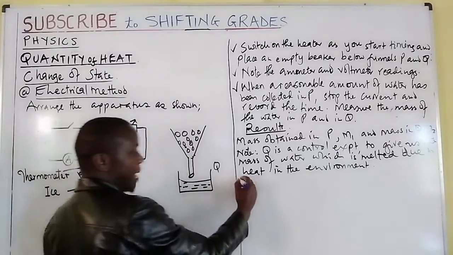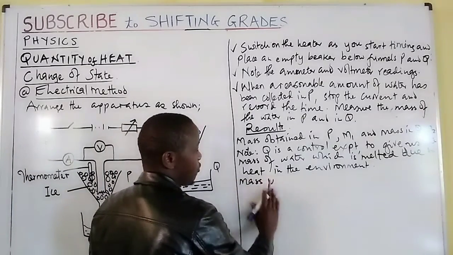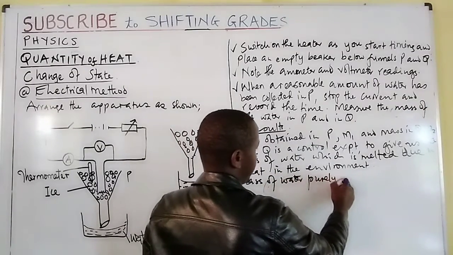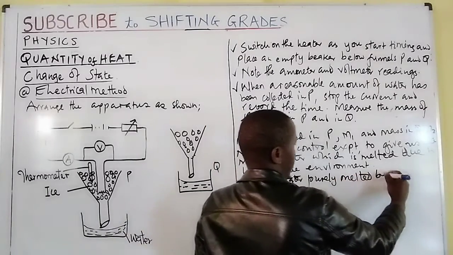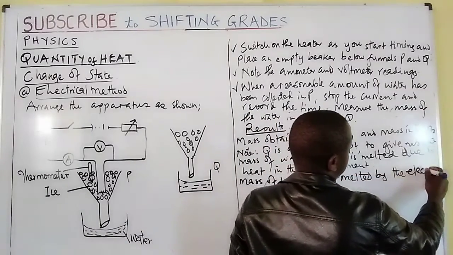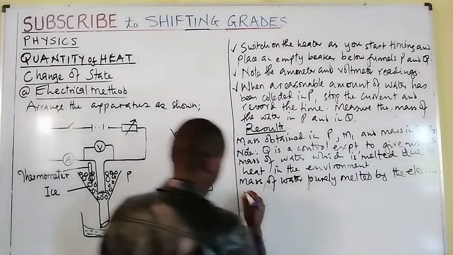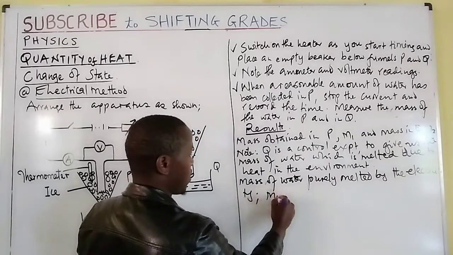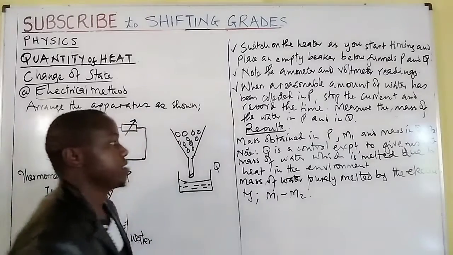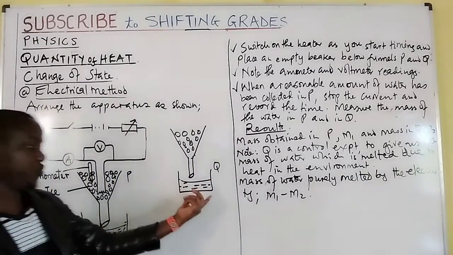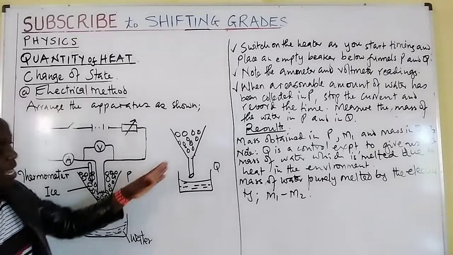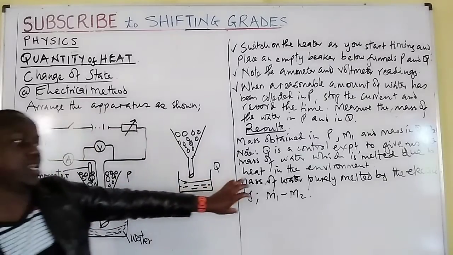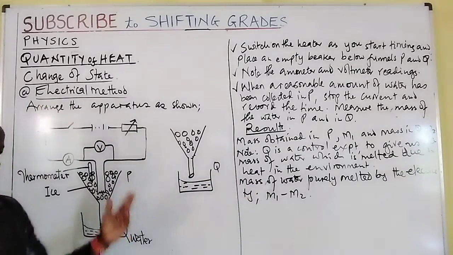So now we may say the mass of water purely melted by the electricity will be mass 1 minus mass 2. The mass which will be obtained here minus the mass which will be obtained here, because naturally the mass which is here could still have been melted without the electricity. That's why, to get the mass due to the electric current, we subtract the two masses.